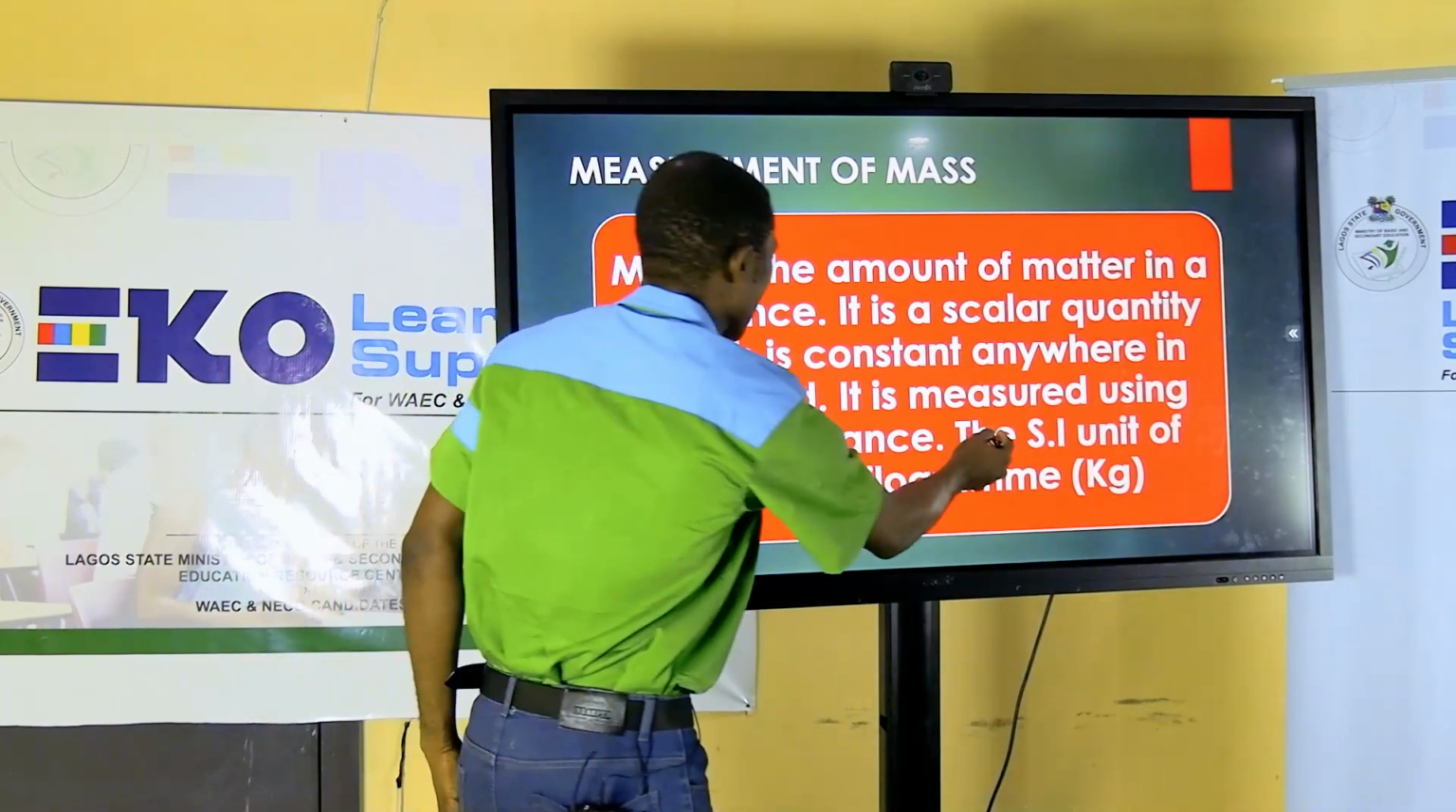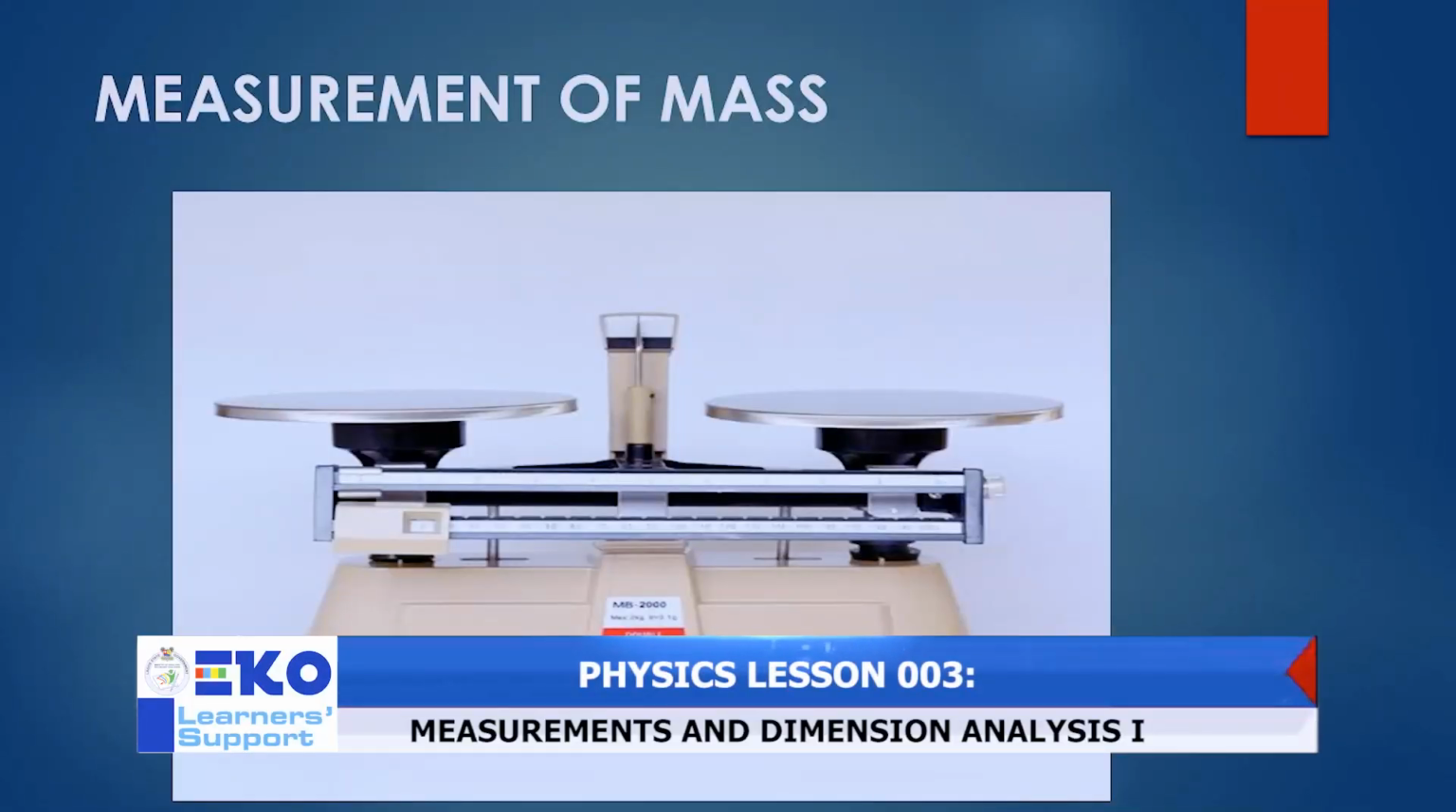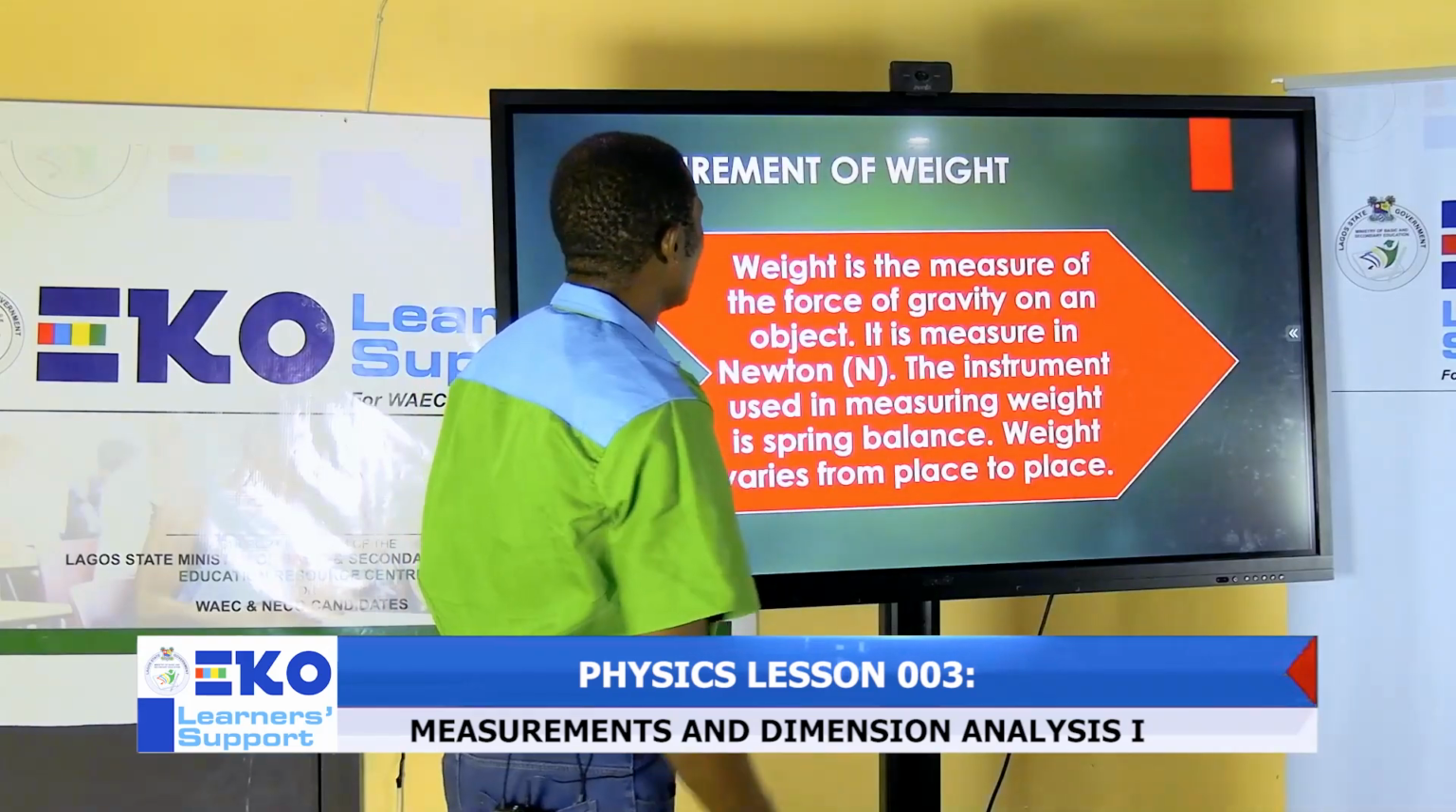So look at this instrument. This is the instrument for measuring mass. This is called chemical or beam balance. Let's look at the next.